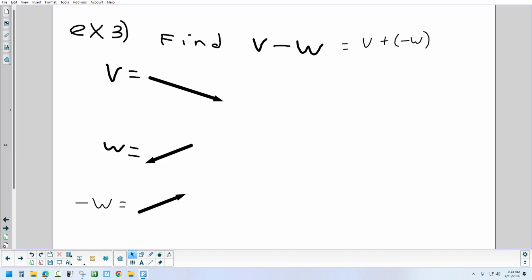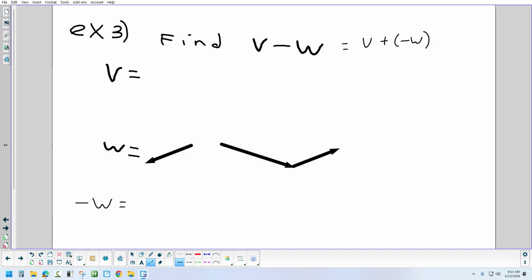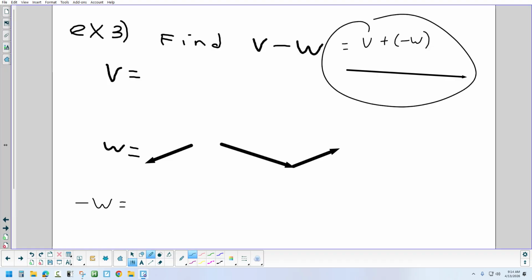All right. Now take V and add negative W on the end. So here's V. There's negative W. And connect just like that. And that's V plus negative W, which is V minus W. Okay. So any question on adding vectors or subtracting vectors?